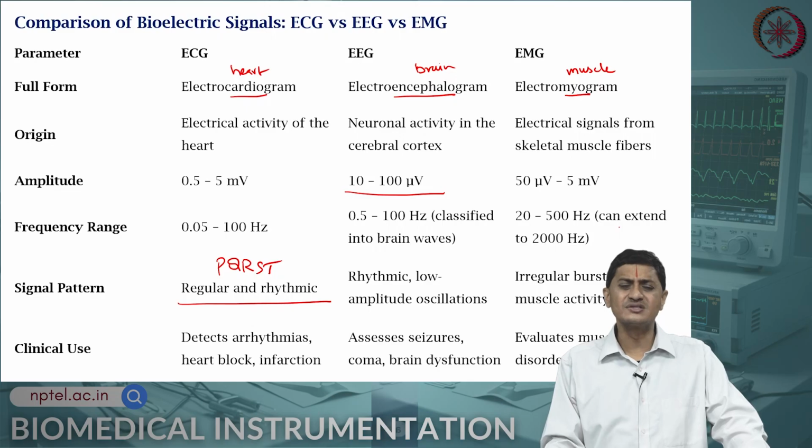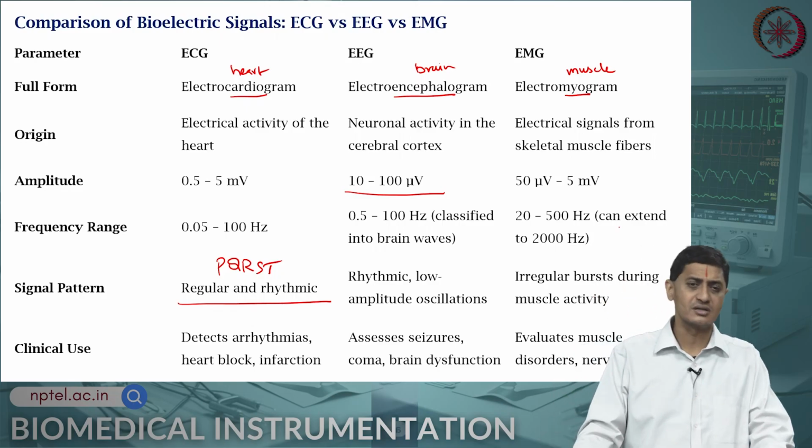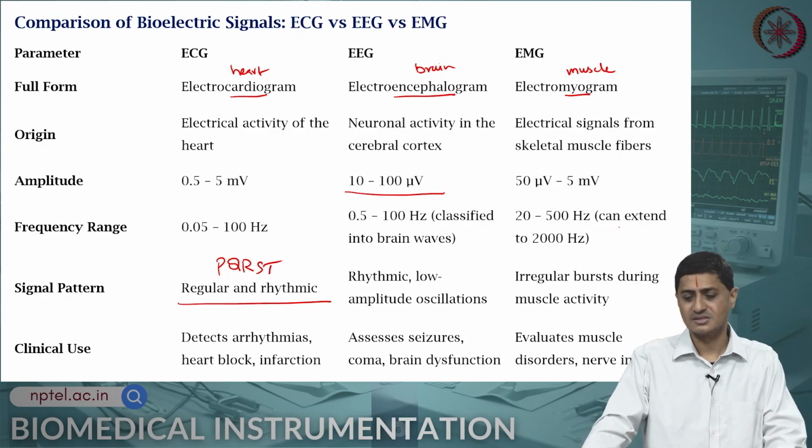But the clinical use of ECG is to detect arrhythmias; we looked at that. We looked at how to use ECG for that. Also, we looked at valvular pathophysiologies, for example, stenosis, regurgitations, all these things. Heart block, infarction, all these things.